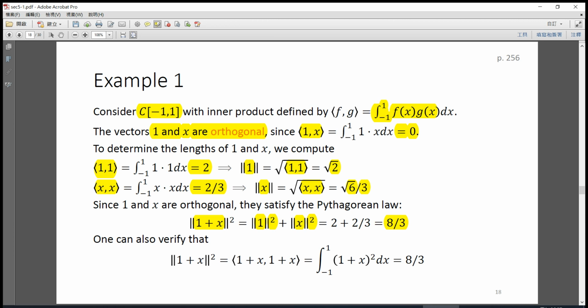We can verify our result by directly computing the square of the norm of 1 plus x, which is the inner product of 1 plus x and itself. And the result is also consistent with the result obtained by the Pythagorean law.